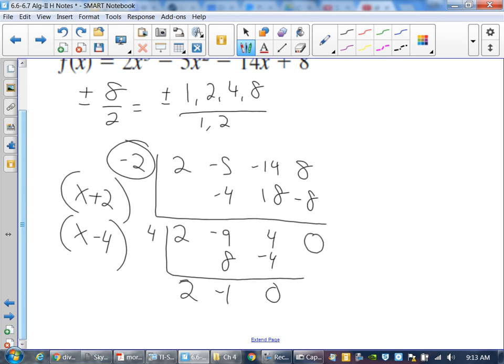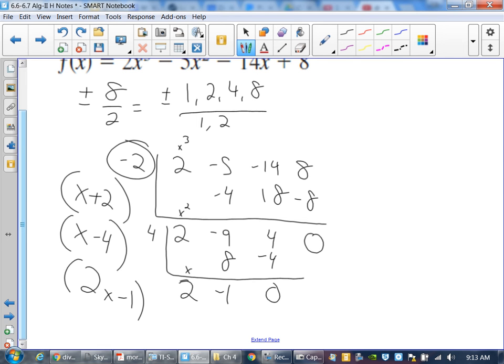Now, guys, you started at a 3rd degree, you went to a 2nd degree, which means this one is your singular degree. So this is the term of then 2x minus 1. So your zeros then are at -2, 4, and 1/2. Synthetic division. It's awesome. So fast to factor.